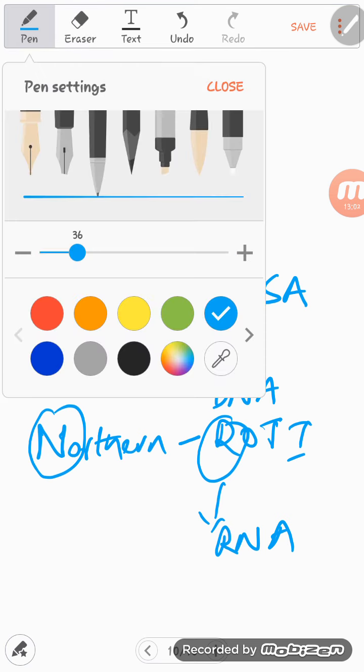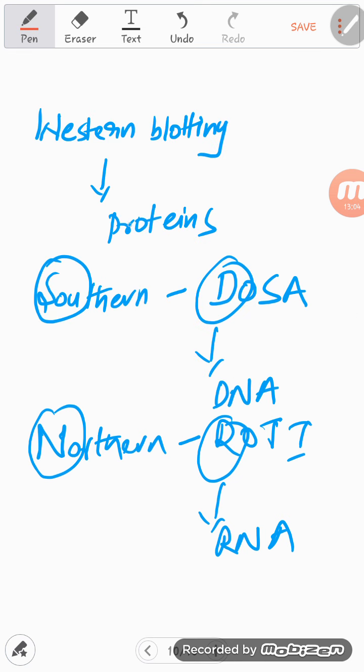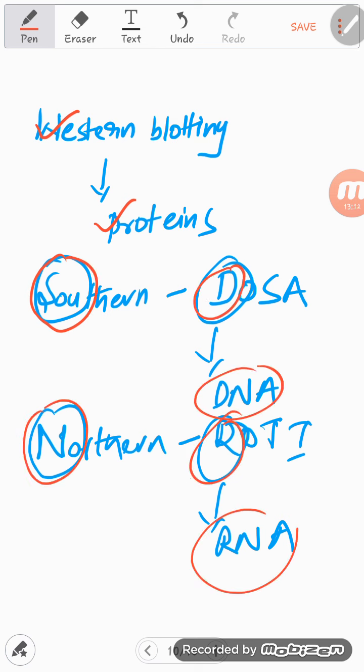I hope you are very clear. I just want to have a recap. Western blotting technique is used for protein identification. South Indians, they like dosa, so it is DNA. North Indians, they like roti, so it is RNA.